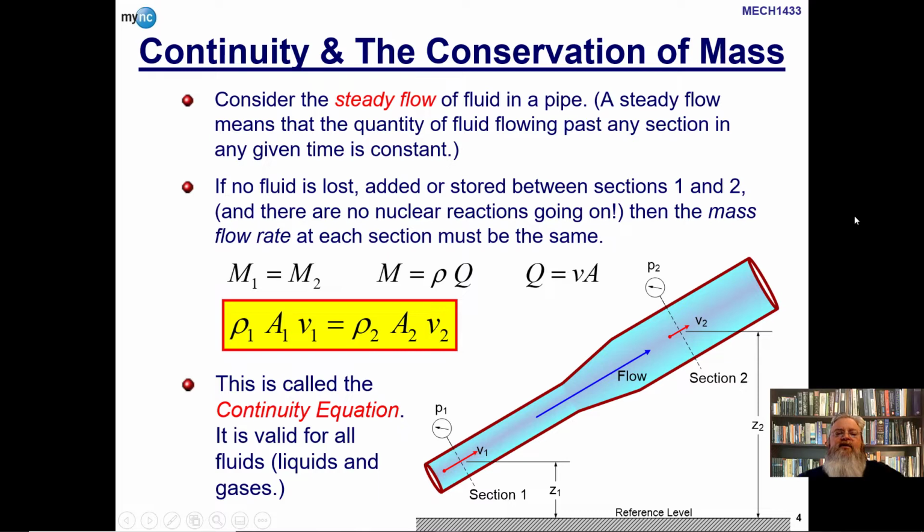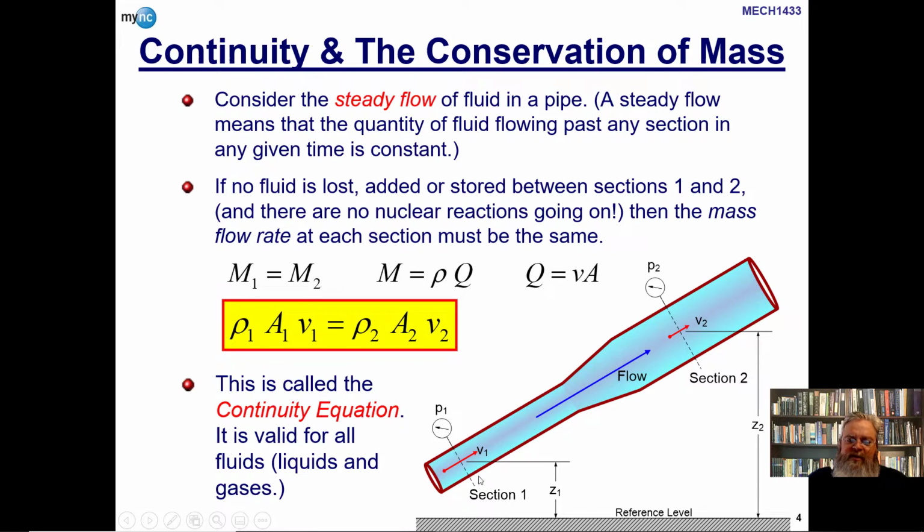So consider the steady flow of fluid in a pipe. Let's not worry about flows going up and down and being unsteady. Let's just keep it straightforward here. A steady flow means the quantity of fluid moving past any section is unchanging. It's not going up and going down in flow rate.